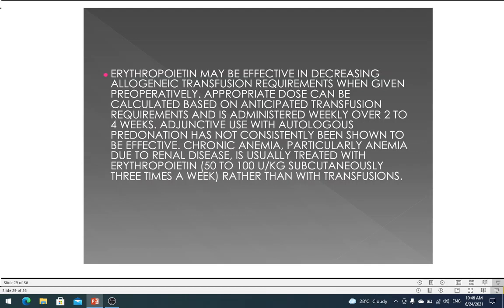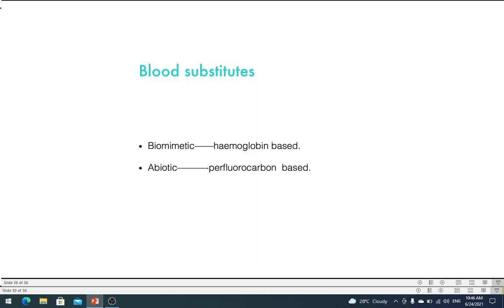So even if there is a moderate degree of blood loss, it will not affect the oxygen carrying capacity of the blood. This is especially useful in chronic renal disease, where usually these people have anemia because of reduced erythropoietin production in the kidney and all sorts of stuff. So these patients benefit from getting erythropoietin. Then I told you about blood substitutes.